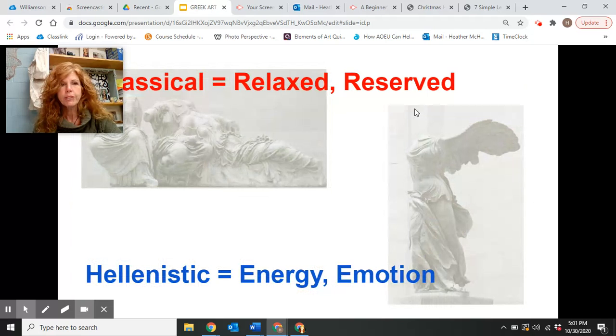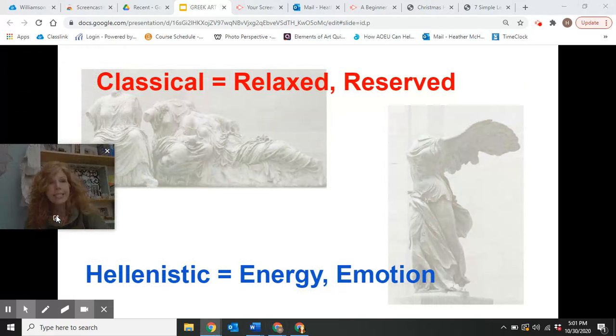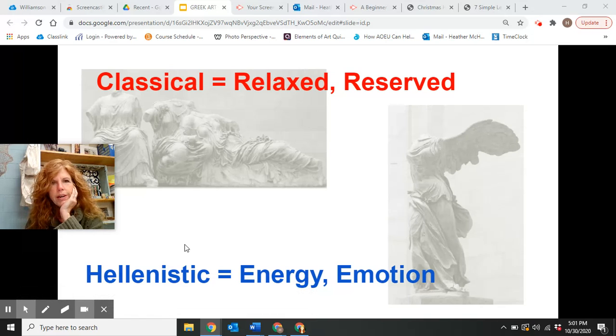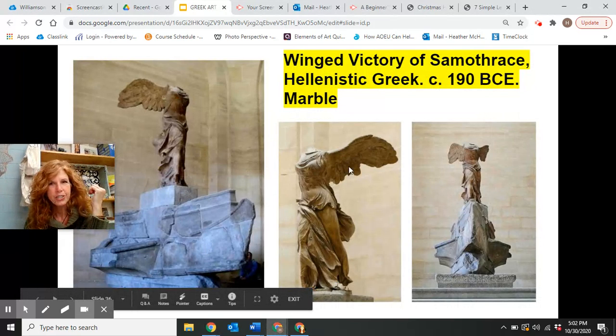All right, great big differences between Greek and Hellenistic sculpture. While they both have lots of drapery, classical sculpture is very relaxed and very reserved. It's not about showing emotion, right? It's just very kind of stoic faces, even though they might be in the throes of battle. They don't really have this anguish look or this elated look on their faces like we're going to see in Hellenistic sculpture. Hellenistic is all about emotion and energy and drama, and it's quite monumentally amazing to look at.